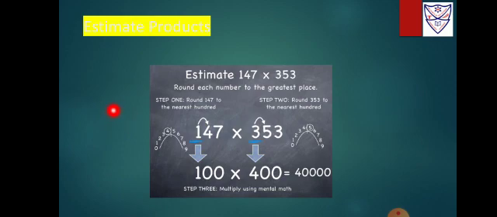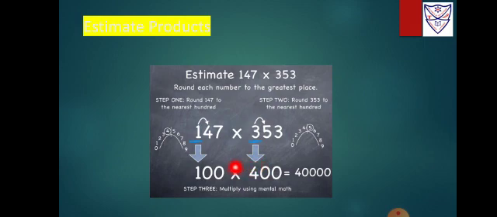So students, if I want to round 147 to the nearest hundreds, then ones, tens and hundreds. 1 is the hundreds place value. The number next to 1 is 4, which is less than 5, so 1 will remain the same. So here the answer is 100. Similarly, step 2, we will round 353 also to the nearest 100. 3 is there, the number next to 3 is 5, so we will add 1 to 3, hence the answer is 400.